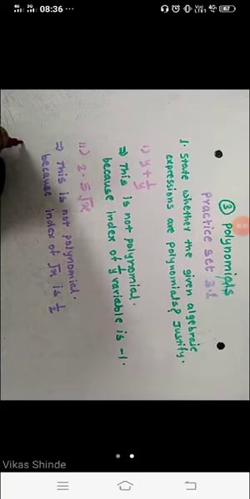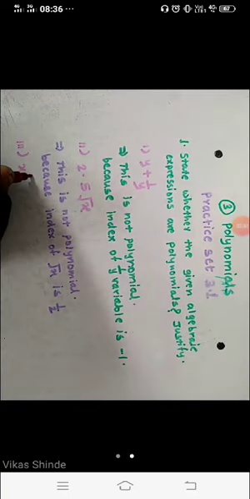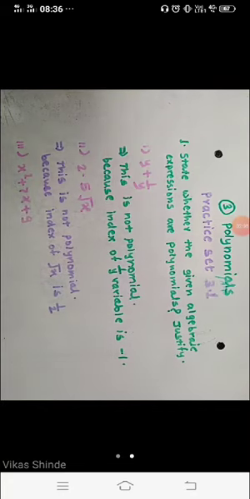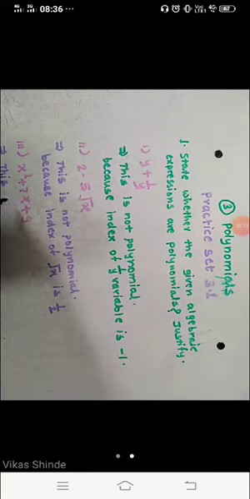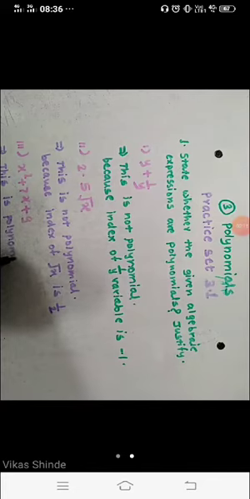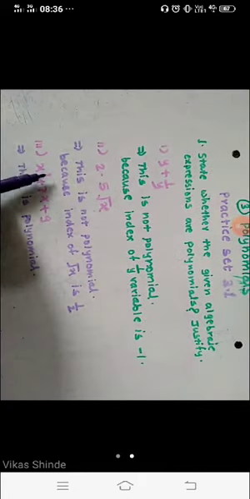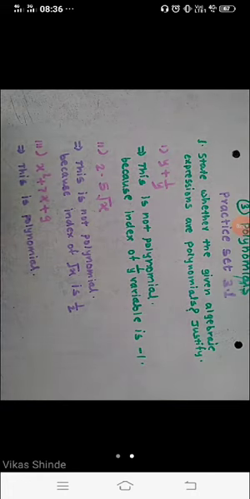Now see the third one, x square plus 7x plus 9. This is a polynomial. Write your answer: this is a polynomial because the index is 2, and this index is a whole number. Our condition is that the index should be a whole number.